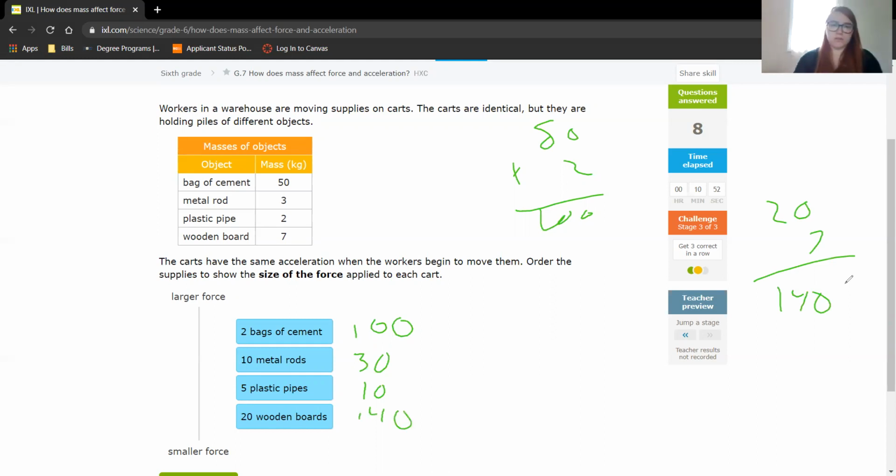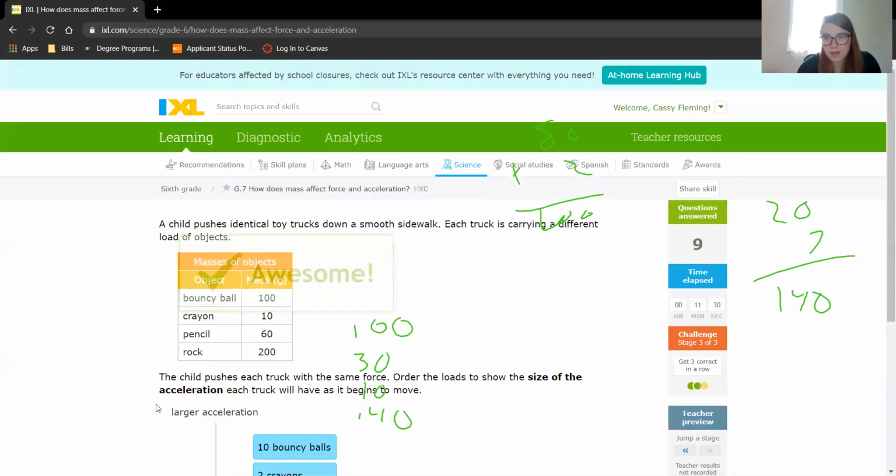So the largest force is going to be the thing that weighs the most. So the wooden boards weighed the most, then 2 bags of cement, then the plastic pipes. Nope. Wait. 5 times 2 is 10. Oh, sugar. The wooden boards were definitely the heaviest. Then the bags of cement. I think then the metal rods, then the plastic. So the heavier something is, the more force it takes. The lighter something is, the less force it takes. Yay, and I didn't mess it up.